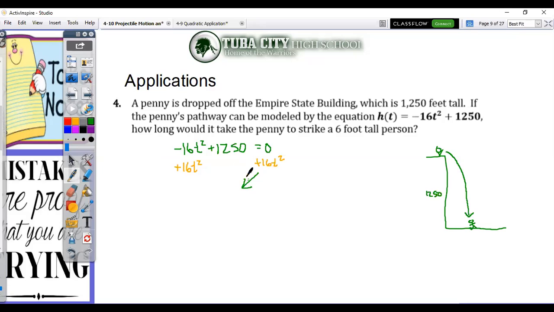Now I'm also going to switch sides using the reflexive property. So we cancel this number here. So 16t squared equals 1,250. I just switched the sides that each number is on. I want to put the variable on this side because that's the way it's mostly done. So divide both sides by 16. So that leaves me with t squared equals, oh shoot, you know what?